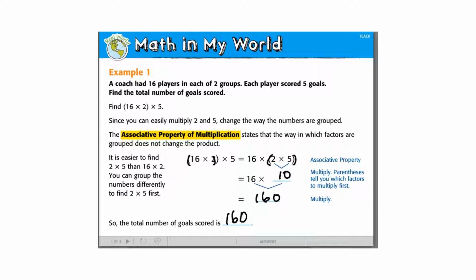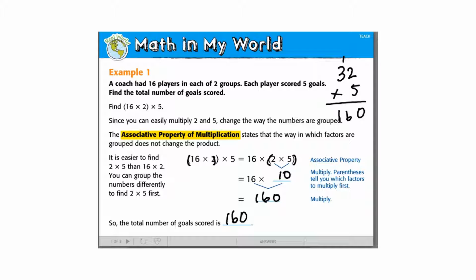Now you could find the answer by not switching the groups. But if you did that, you would have to do 32 times 5 up here and do this multiplication and get 160. See how it's so much easier to regroup the way you multiplied so that you could do it all in your head.